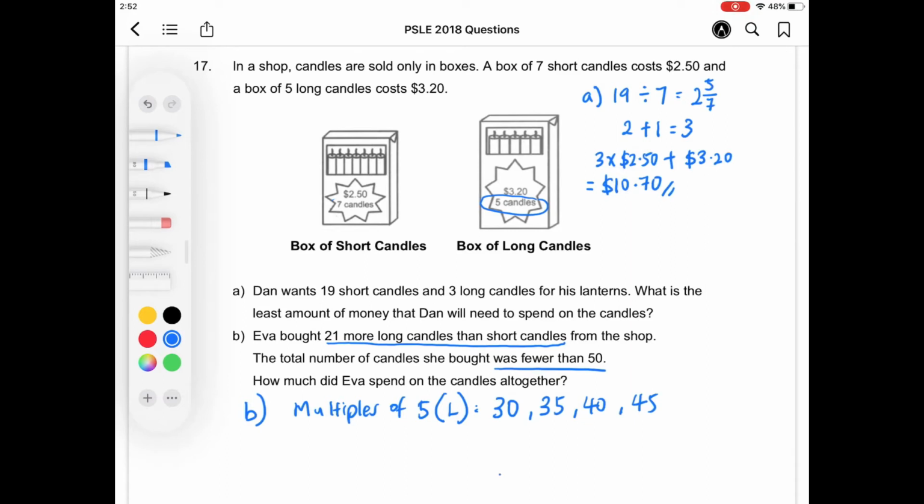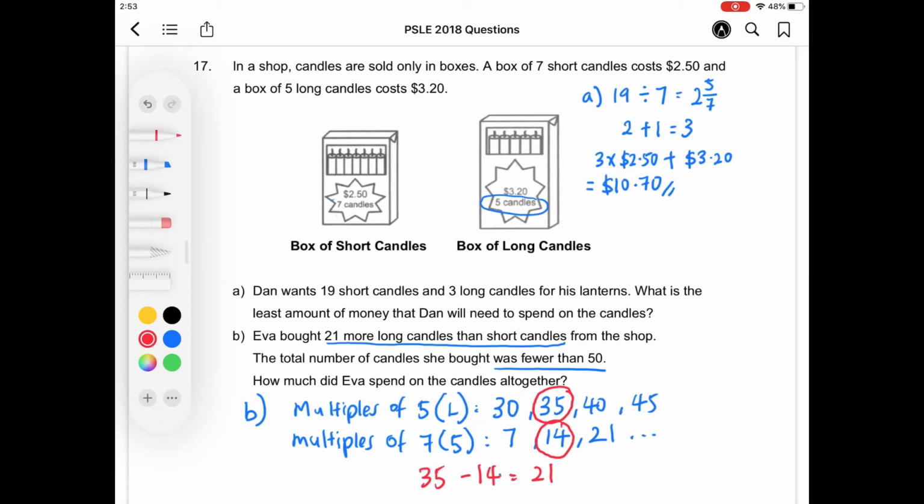and I'm going to list down also the multiples of 7, that's for the short candles, and I can start off with 7, 14, 21, etc. So if you were to take 35 long candles minus away 14 short candles, you realize that there will be 21 more long candles than short candles. 35 minus 14 equals 21.